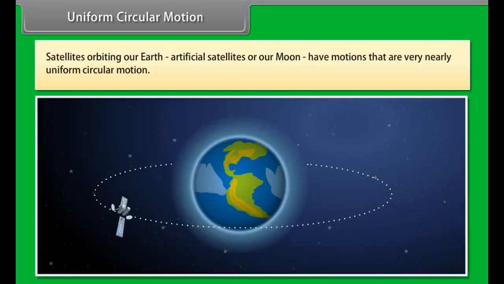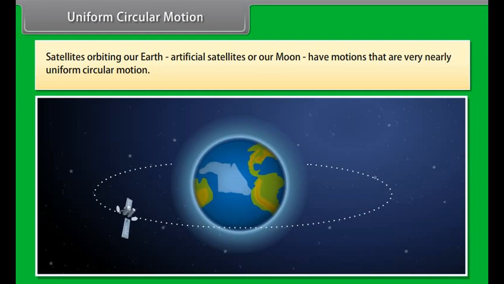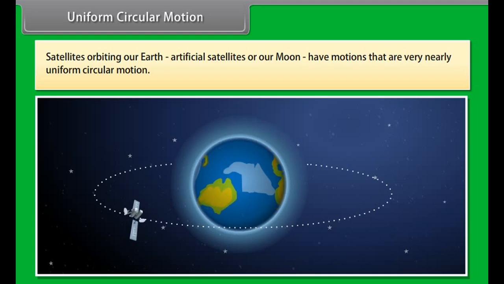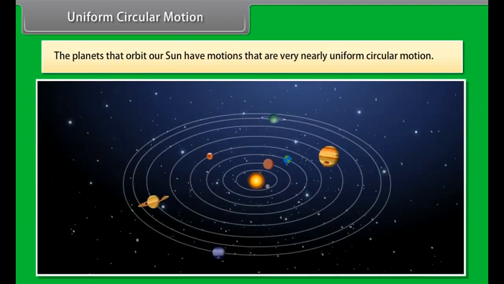Satellites orbiting our Earth, artificial satellites or our moon, have motions that are very nearly uniform circular motion. The planets that orbit our Sun have motions that are very nearly uniform circular motion.